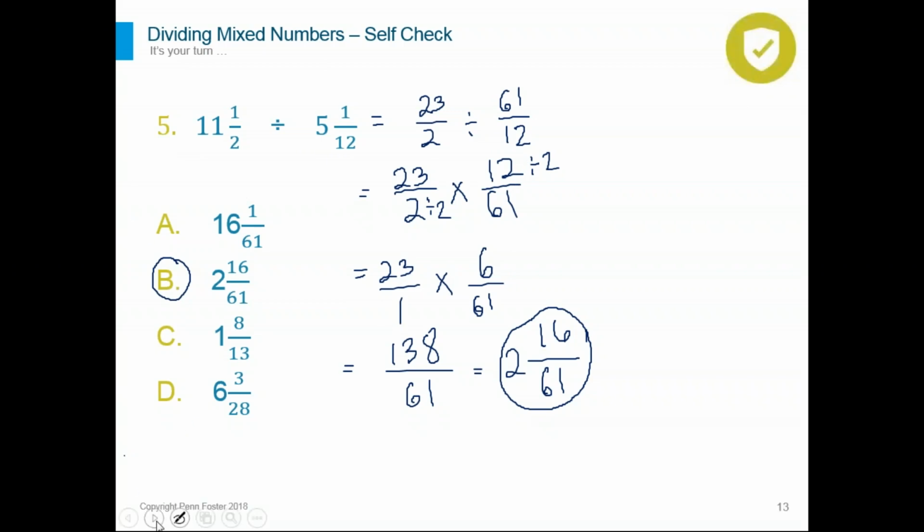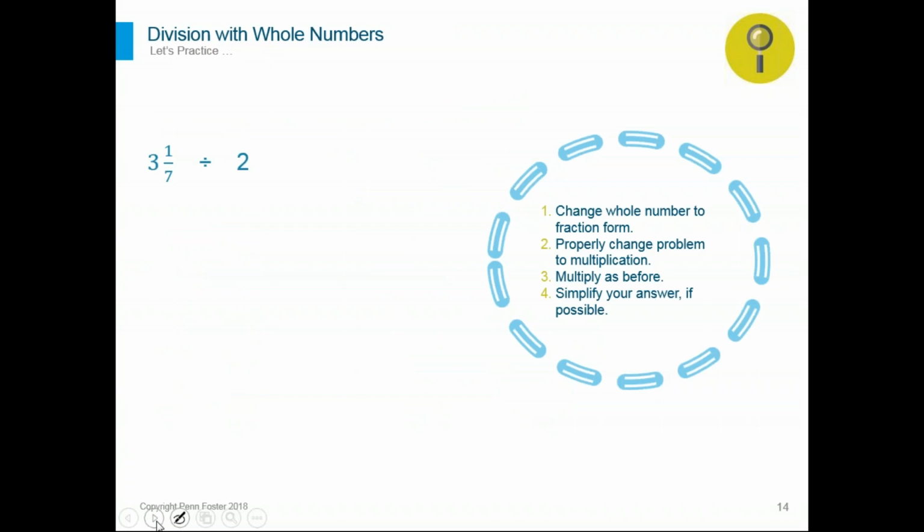Okay, let's look at another kind of division. You know it by now. It's going to be a whole number in the question. So again, as with multiplication, we switch the whole numbers to a fraction form. I'm not going to change the question to a multiplication form yet. We have to change every mixed number to an improper fraction and every whole number to a fraction form.